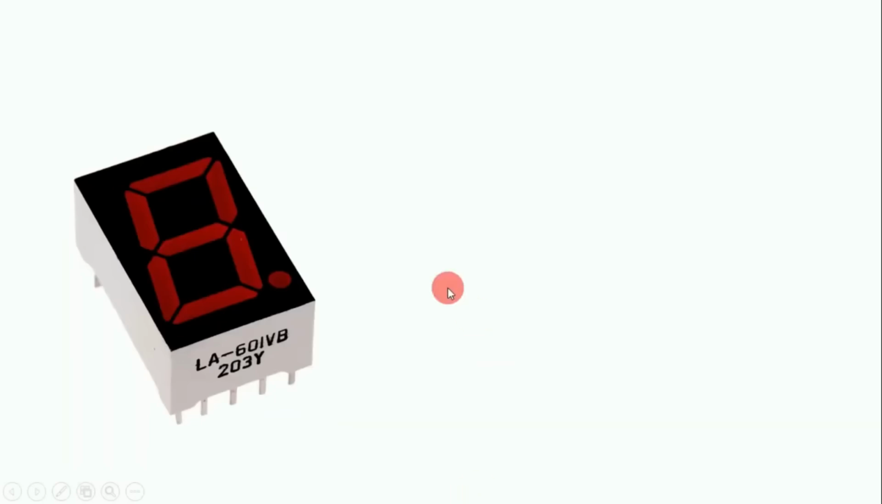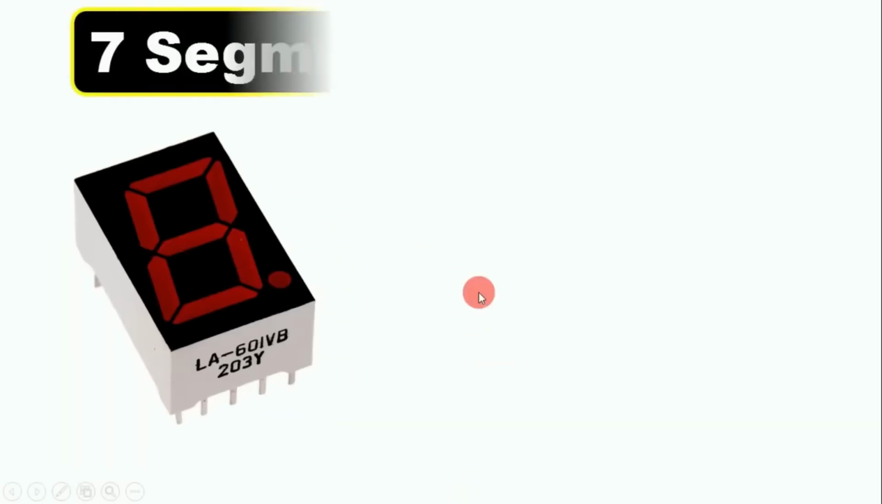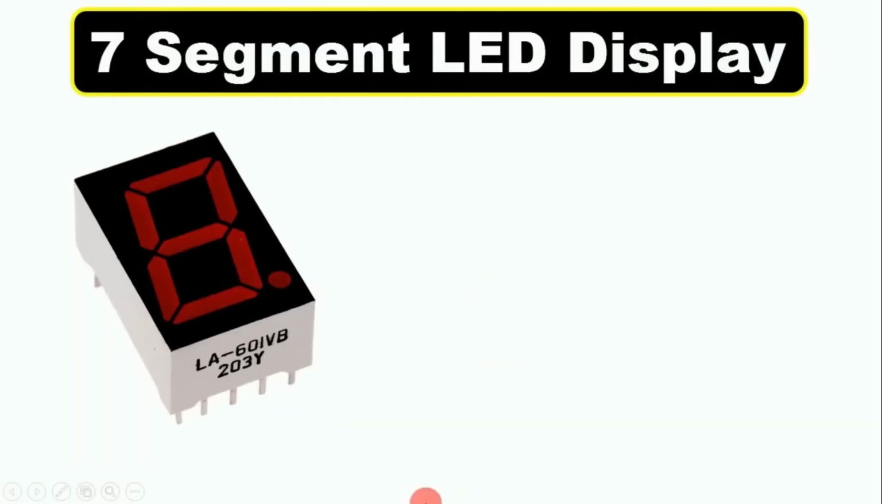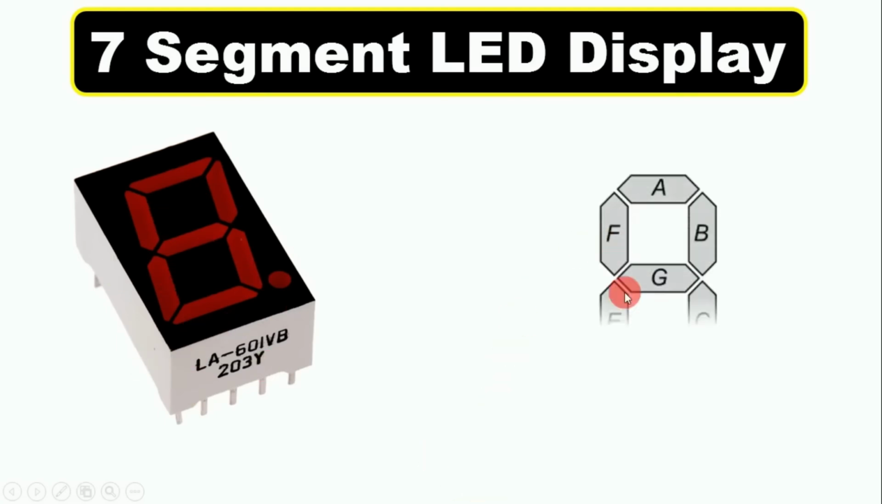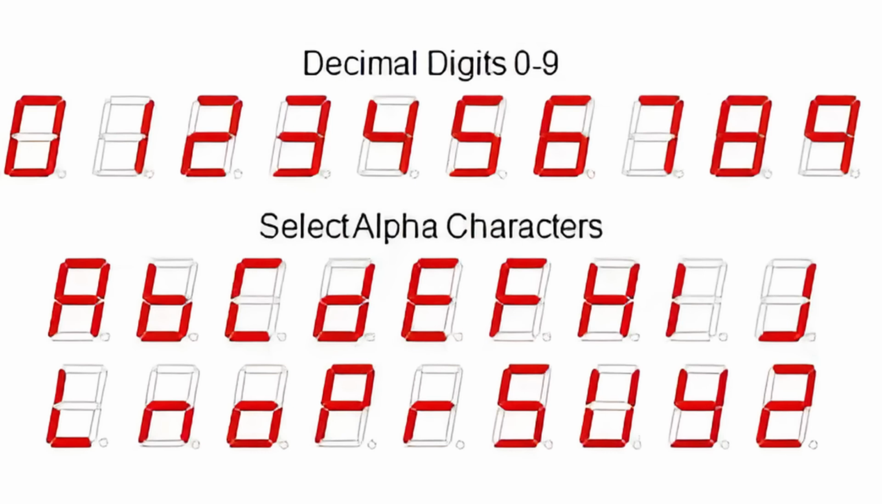Now friends, the ninth component here is known as a 7 segment LED display. The symbol for this 7 segment LED display is made like this. We use this LED display where we have to show any digit or any alphabet. On this LED display, we can show digits from 0 to 9, and along with this, we can show some alphabets also. We cannot show all the alphabets on this display, but we can show some alphabets.